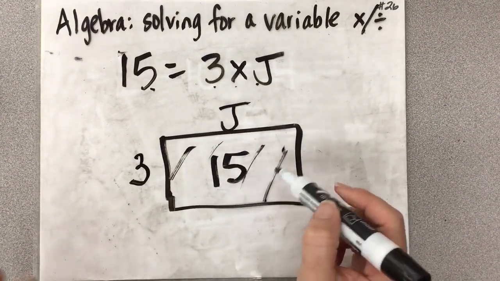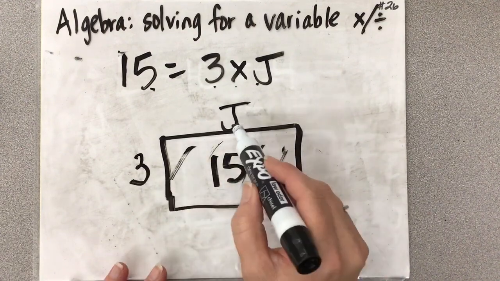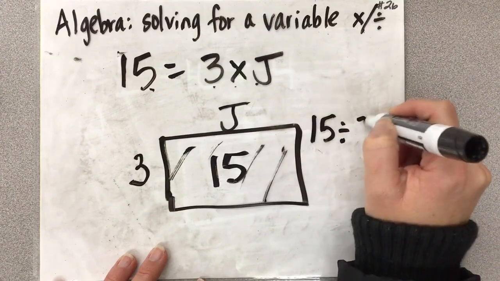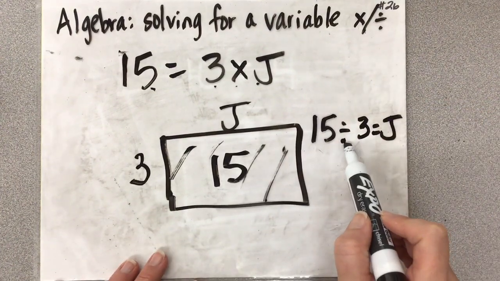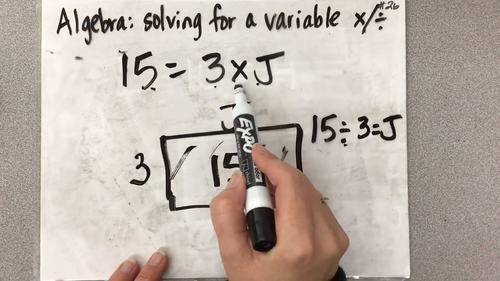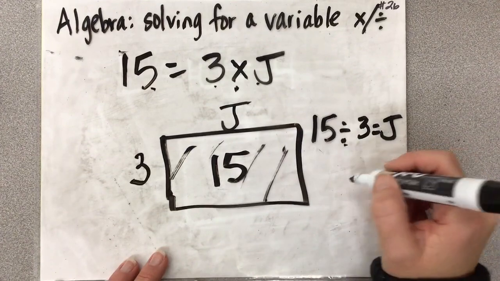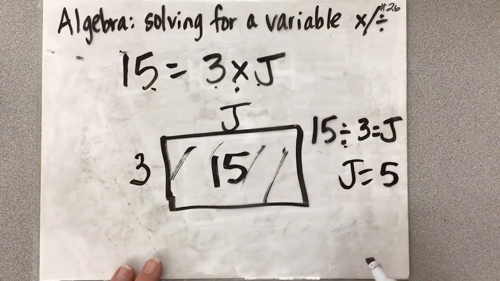So this to me looks like a division problem because I know the total and one of the sides, so I have to divide to find the other side. I'm going to do 15 divided by 3 equals j. And this actually becomes a division problem. Even though the initial equation was multiplication, I have to use division to solve it. So 15 divided by 3 equals j, so j equals 5.